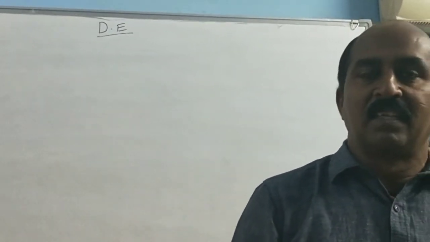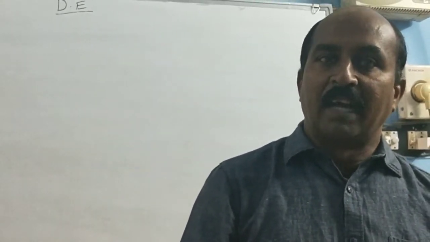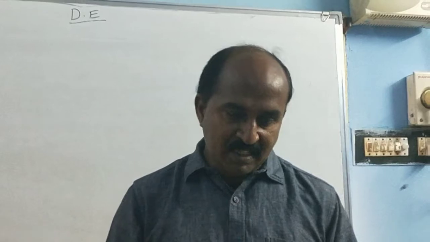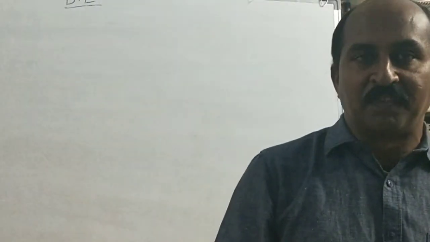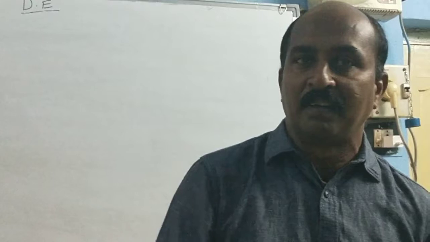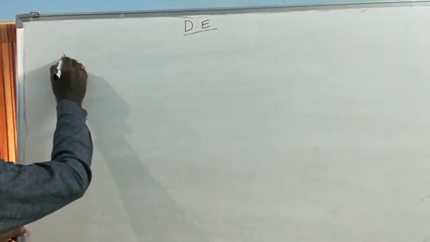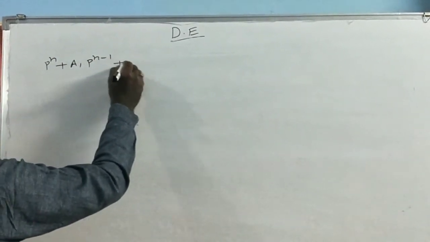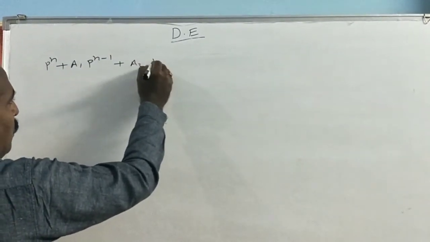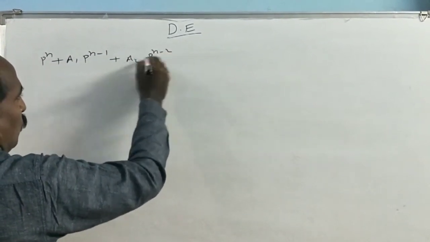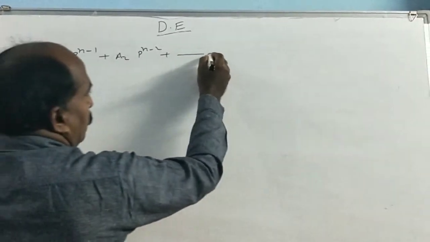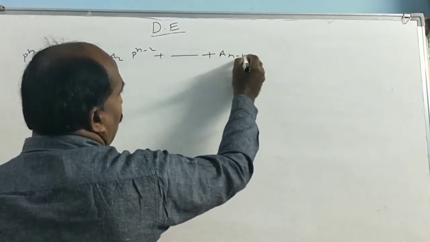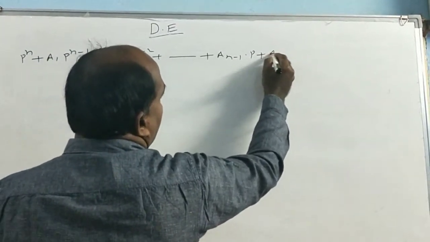Today we will discuss the solutions for first order higher degree differential equations. That is first order nth degree differential equations where n is greater than 1: p^n + a1 p^(n-1) + a2 p^(n-2) + and so on, a(n-1) p + an = 0.